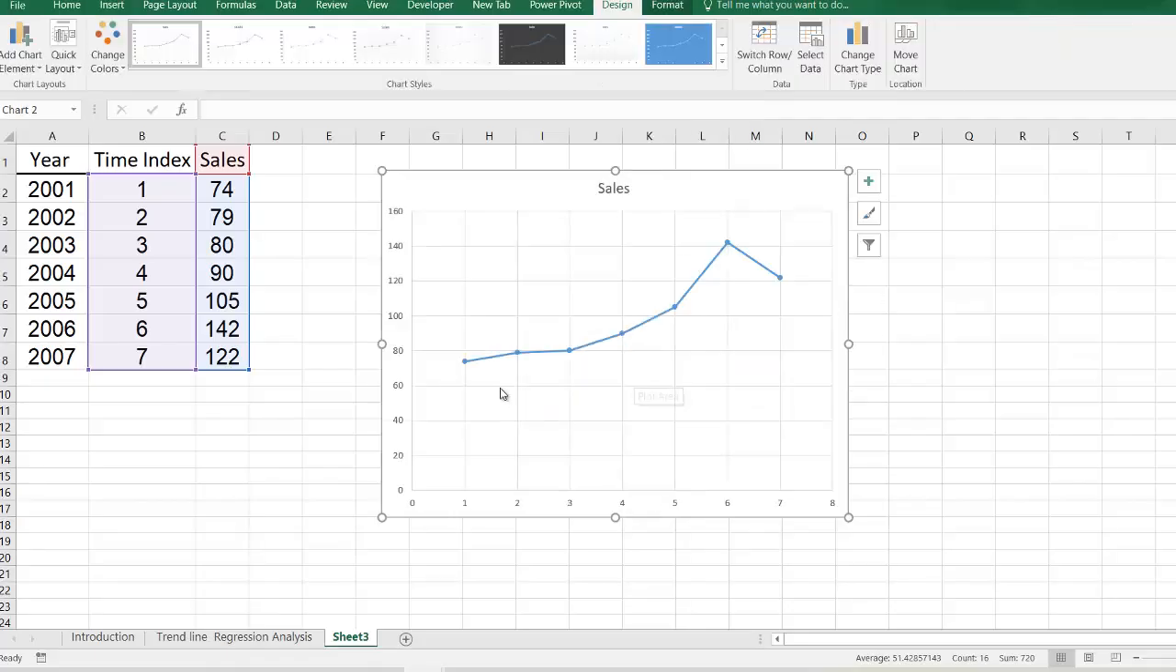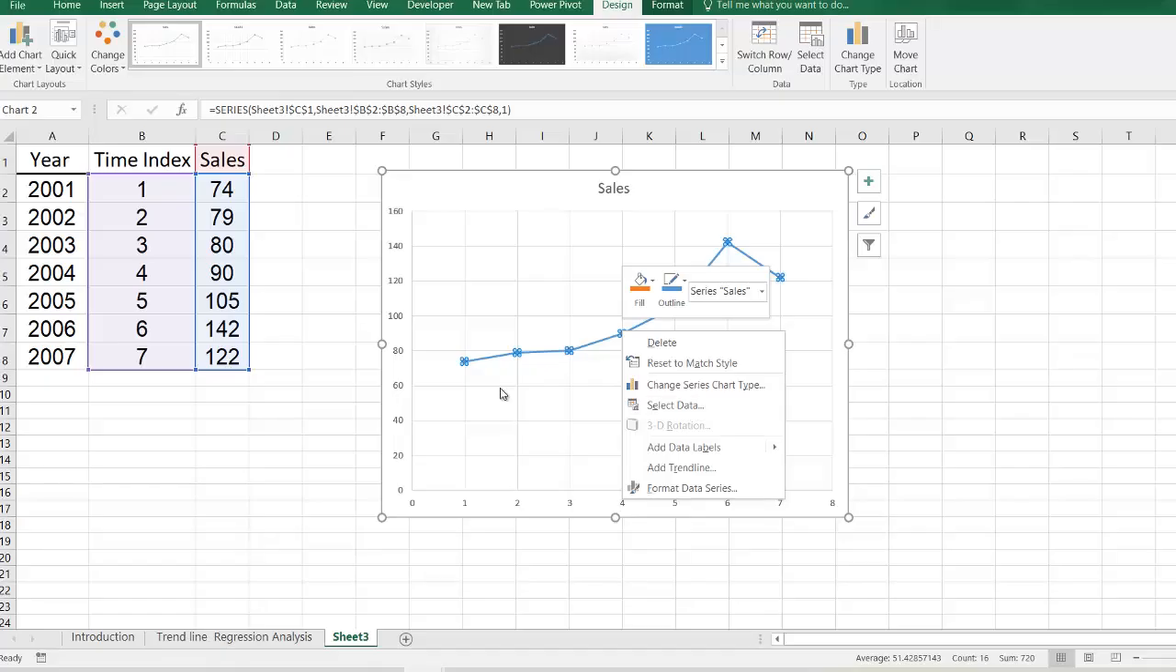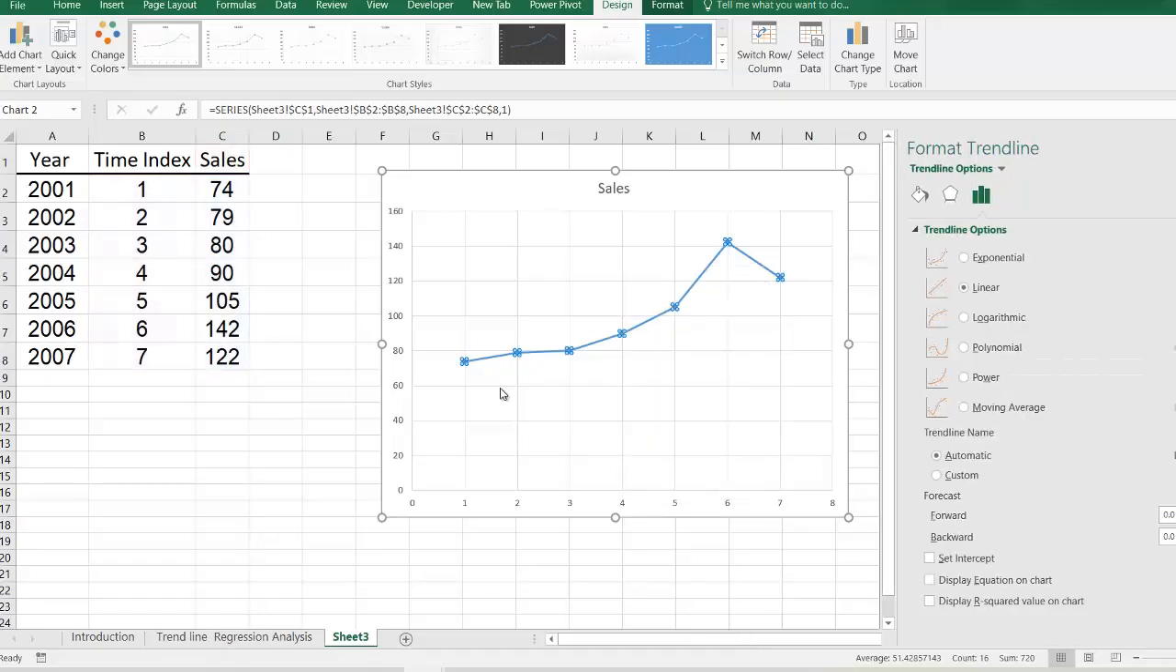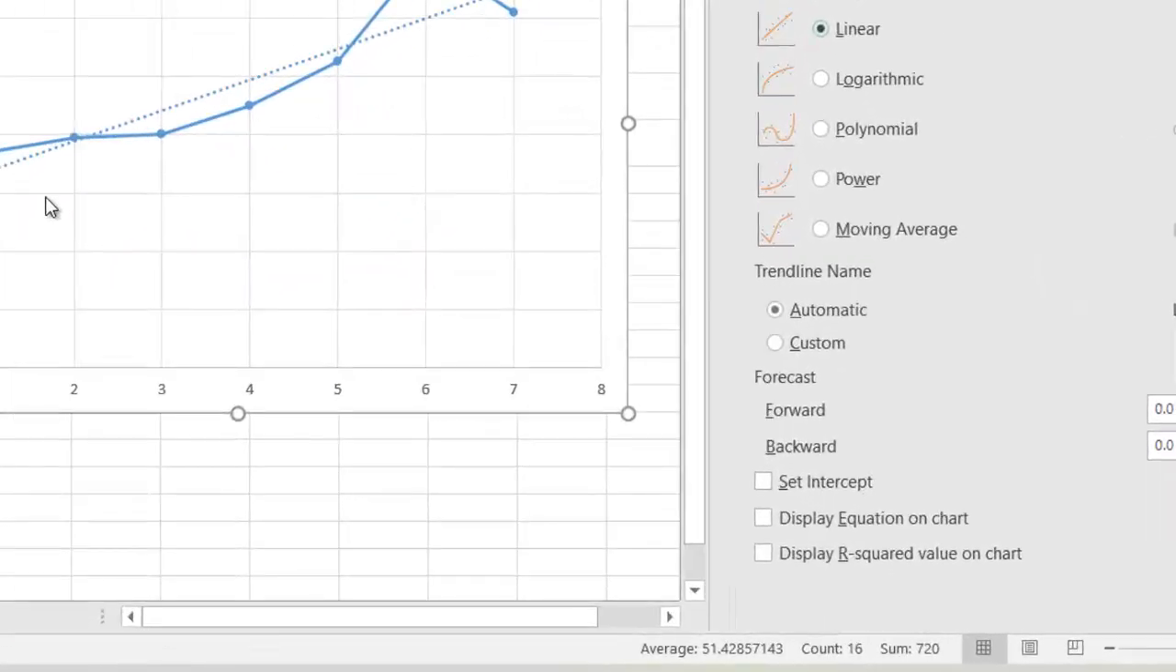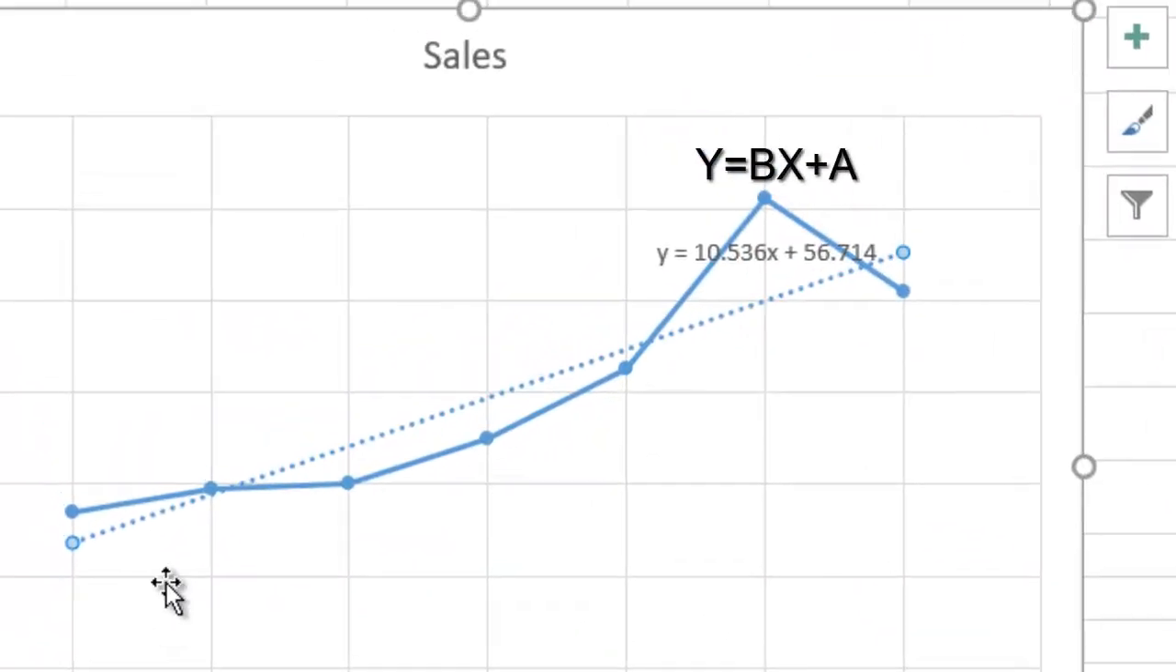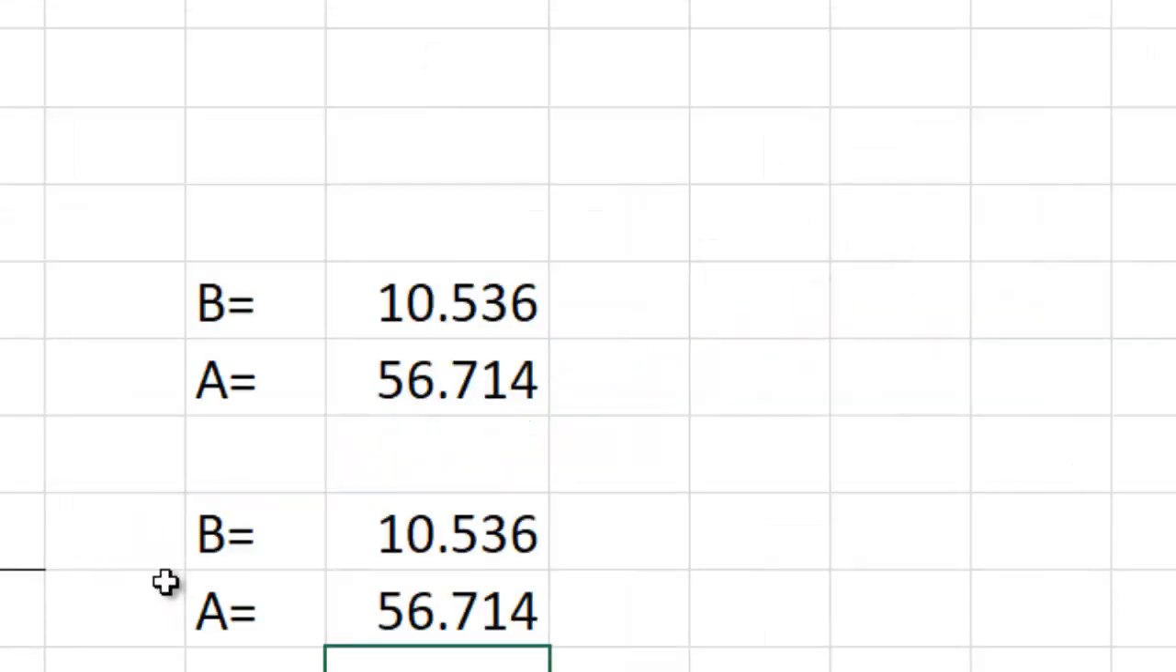To add the trend line, we simply right-click the graph, then choose Add Trend Line. We're going to choose the linear trend line. At the same time, we're going to display the equation on the chart. And that's it. You can now see the equation of the trend line, which has a slope and a y-intercept, similar to the values we have generated from these methods.